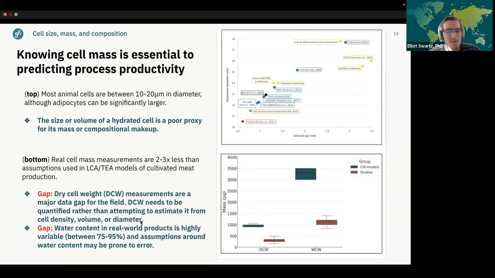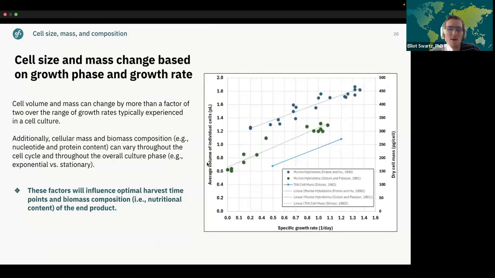And one of the reasons for this is because even if you look at real world products that have been approved in the marketplace, the water content is highly variable. And so if you're doing back calculations, you're just sort of adding a layer of error that's possible into these mass measurements that are really critical foundational values that will go into these models.